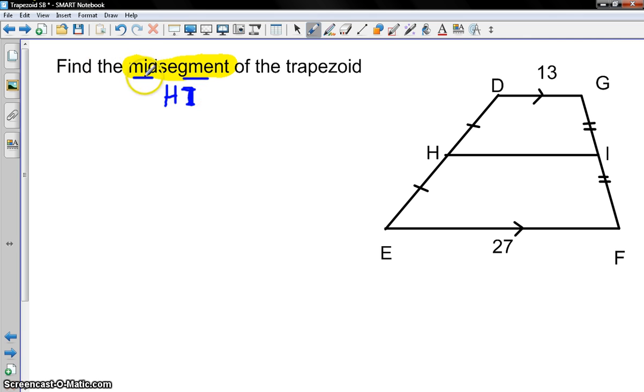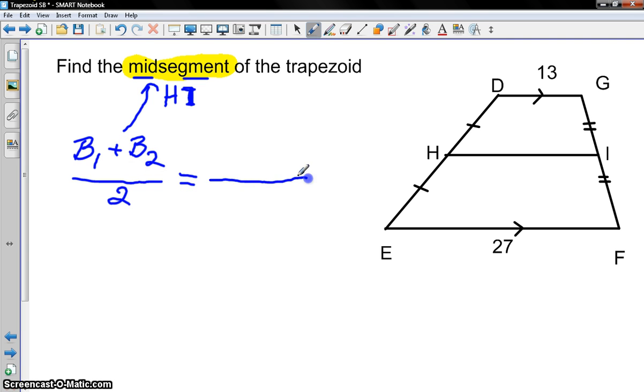Now the formula for midsegment goes like this. It says that base 1, so one of those bases, plus the other base, so the trapezoid has two bases, I add them together and I have to divide by 2, and that's going to give me my midsegment. So now all I have to do is actually type the information in. So does it really matter which one is B1 and which one is B2? Absolutely not. So let's just type in.